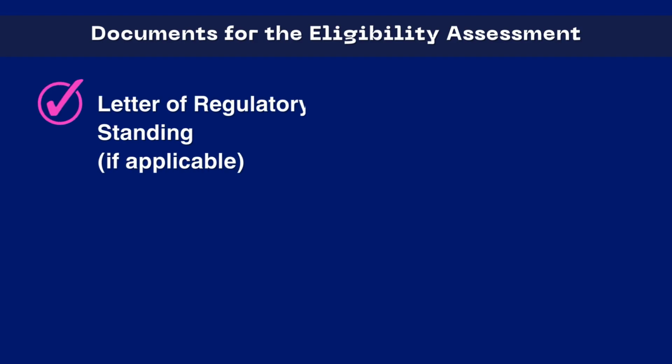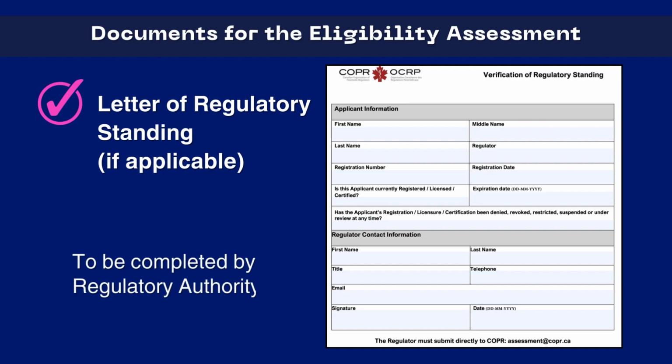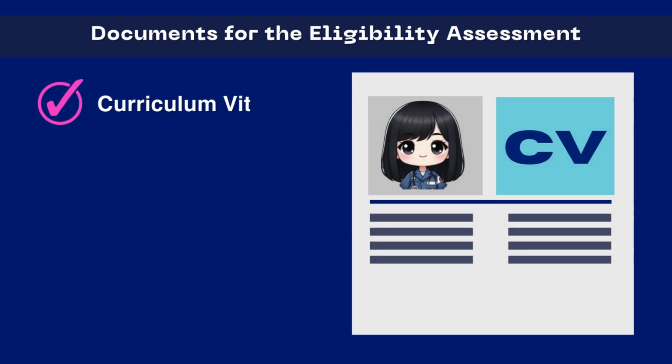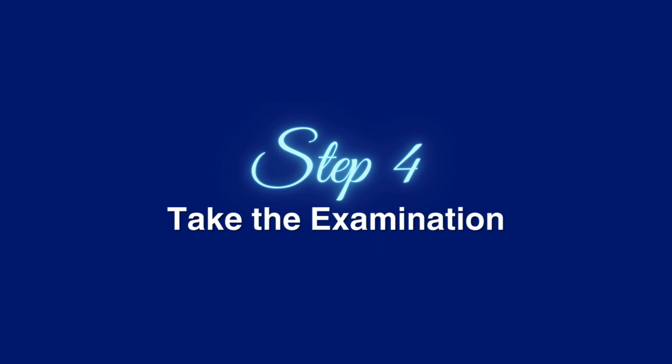Letter of regulatory standing. If you are licensed in your home jurisdiction, you should have your regulatory authority complete a letter of good standing. You should also submit a curriculum vitae that details professional and academic history and list of duties performed in the practice environment, if applicable. Step 4. Take the examination.